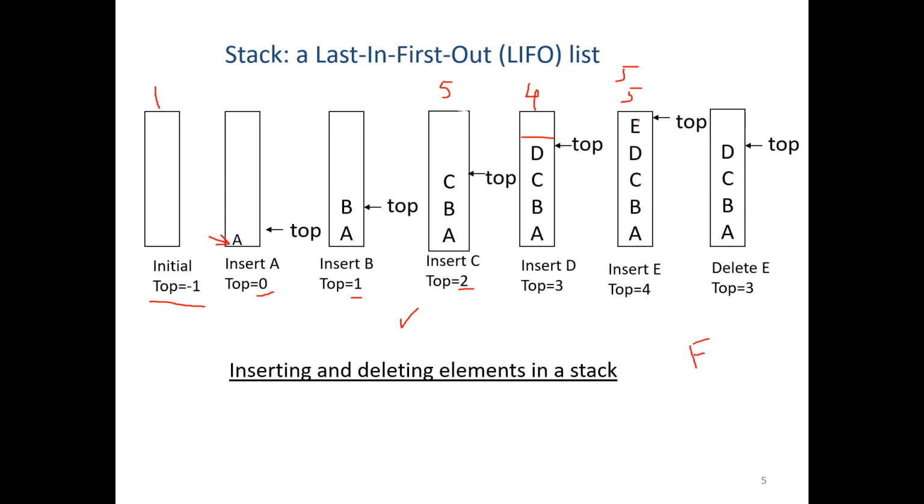Okay. Now, what is the capacity of the stack? 5. What is the top value? 0, 1, 2, 3, 4. Top value is 4. Is it 1 less than the capacity? Is the top value equal to max minus 1? Max value is 5. 5 minus 1 is 4. Top value is also 4. Max minus 1 is also 4.